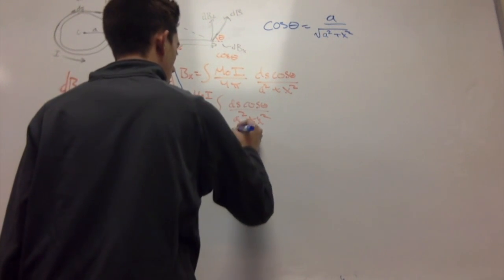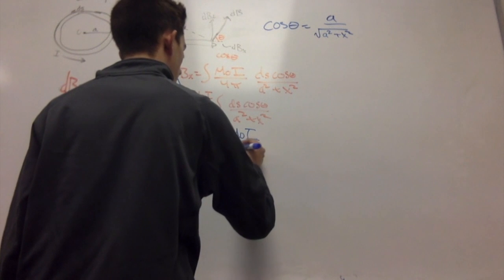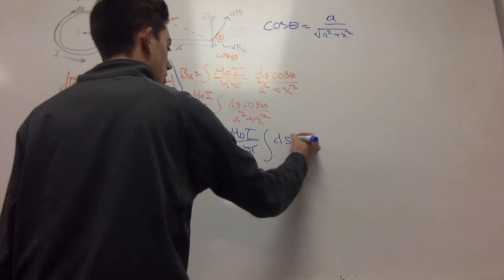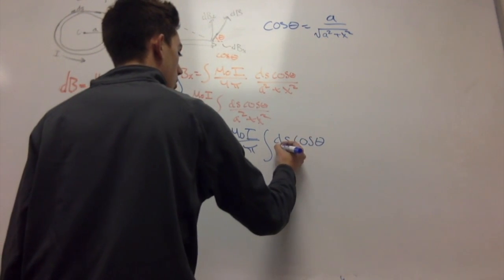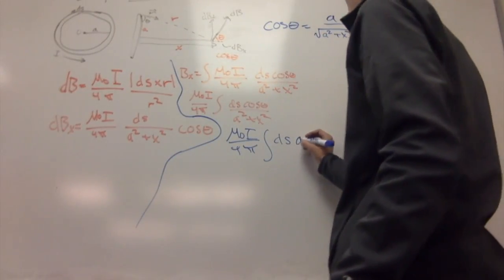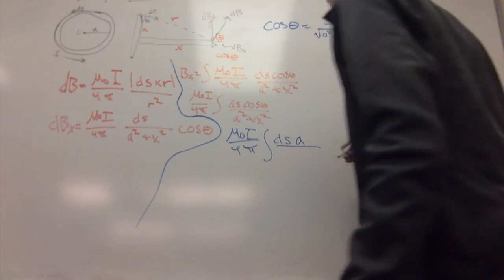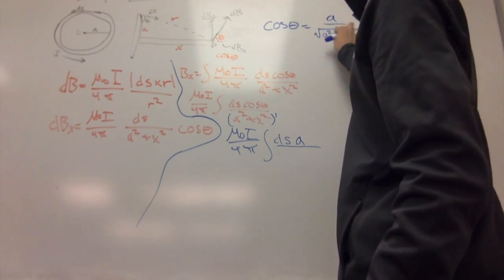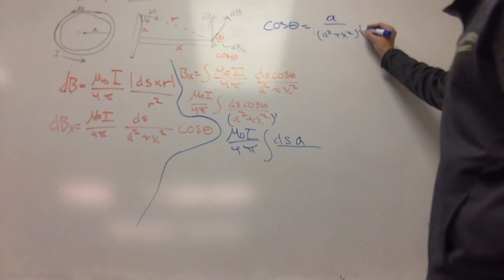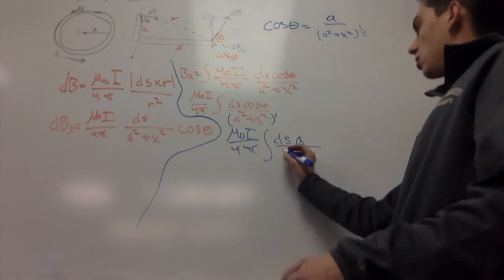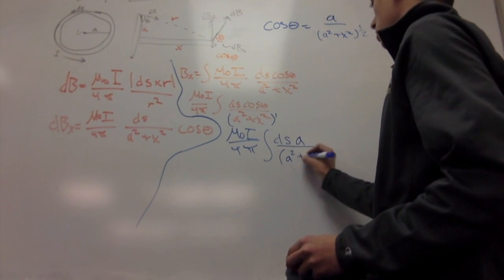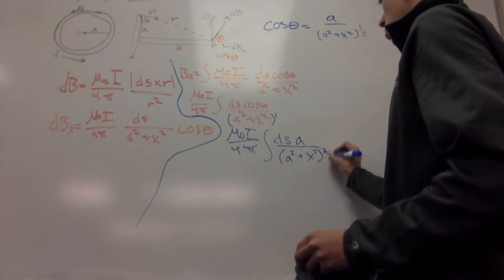So we have 4 pi, ds, cosine theta, or sorry, not cosine theta anymore. This should be equal to a over, and if we think of this as being to the 1, and this being to the 1/2, we can add these together and make it over a squared plus x squared to the 3/2.